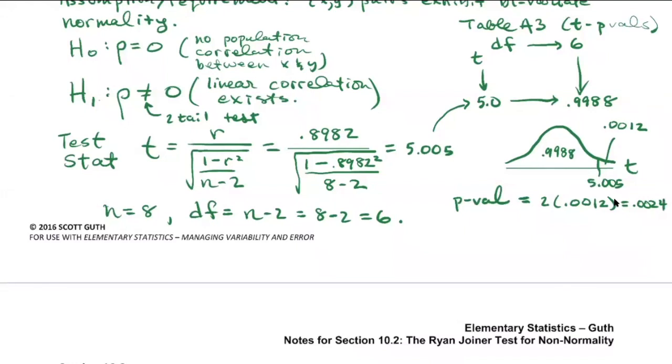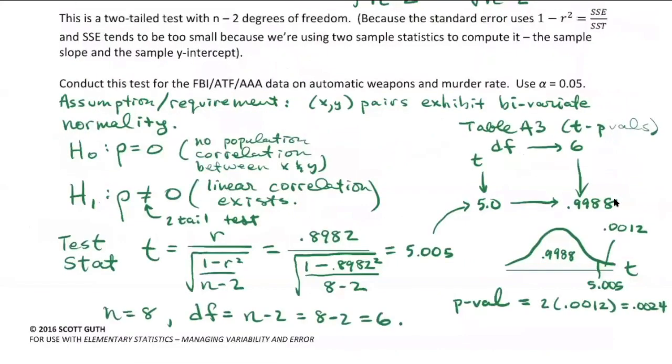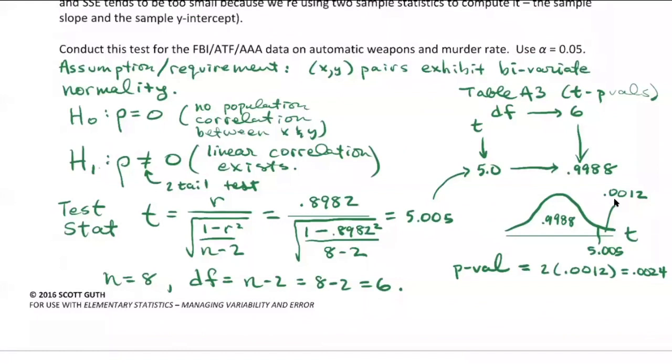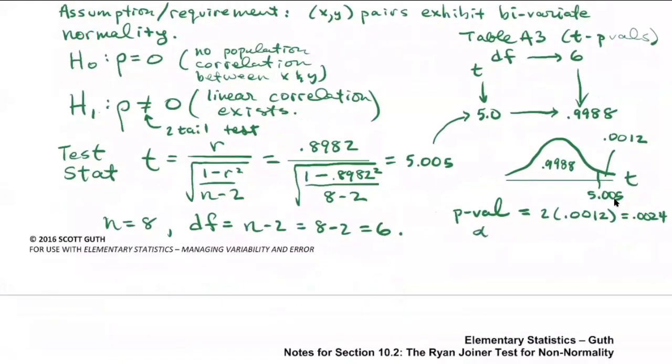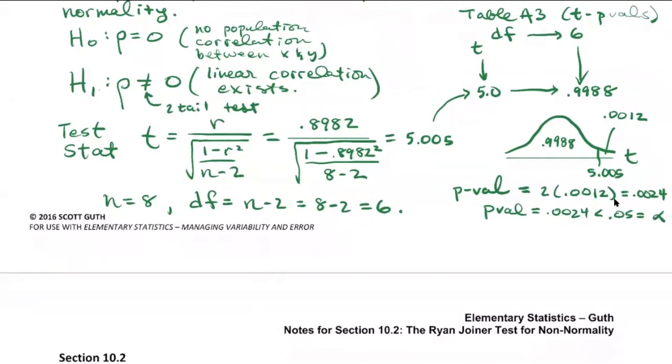You guys all right? 0.0024. That's still really small. So I don't remember what alpha was, 0.05. So our p-value is 0.0024, less than 0.05, which is alpha. And when it's less, you know you'll reject the null hypothesis and support H1.